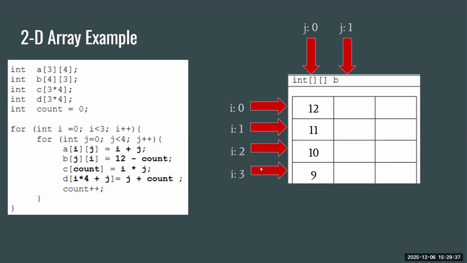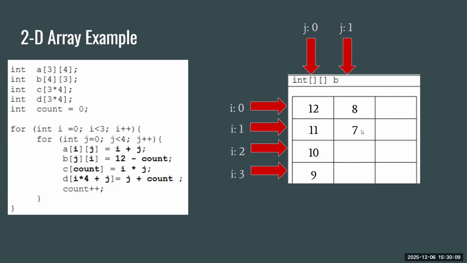And then for the next iteration, it's going to follow a similar pattern, but the changes to count stay for the next loop of I. So at this point, count equals 4. So 12 minus 4 is 8. And so that next value in the next column gets set to 8.